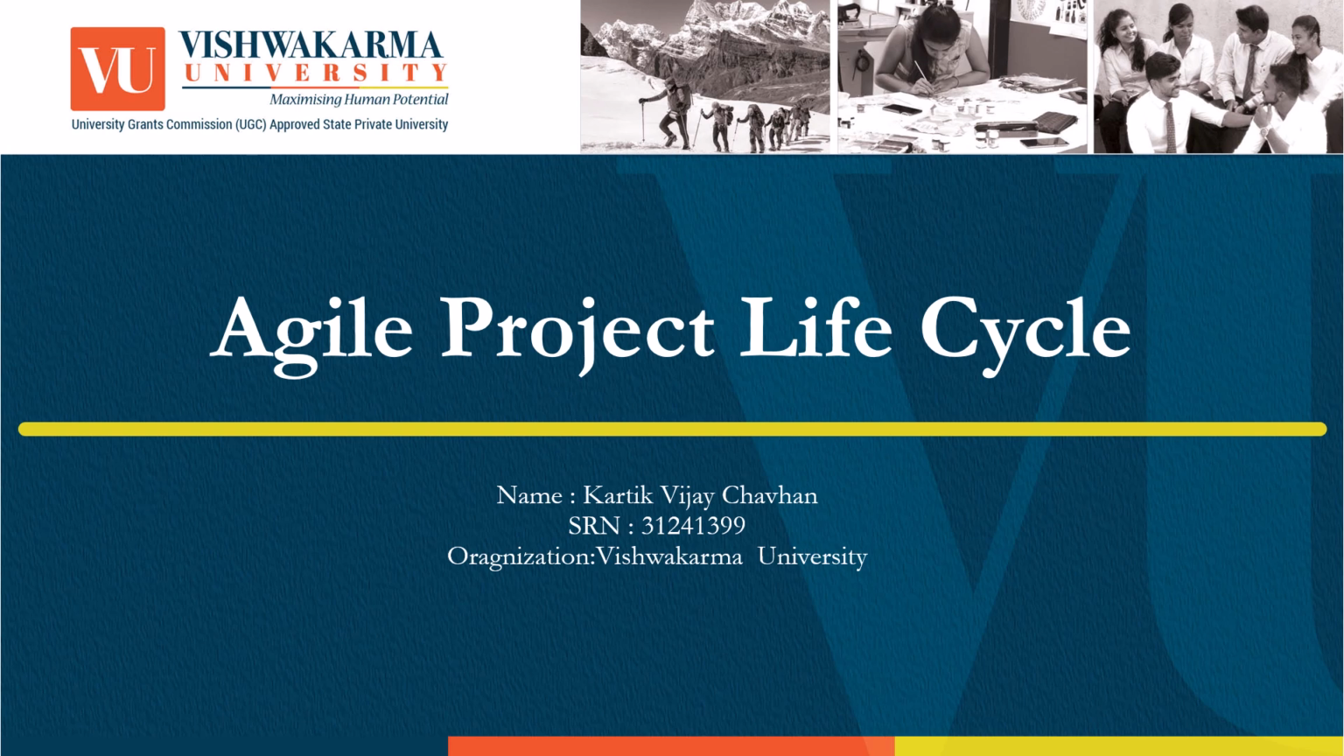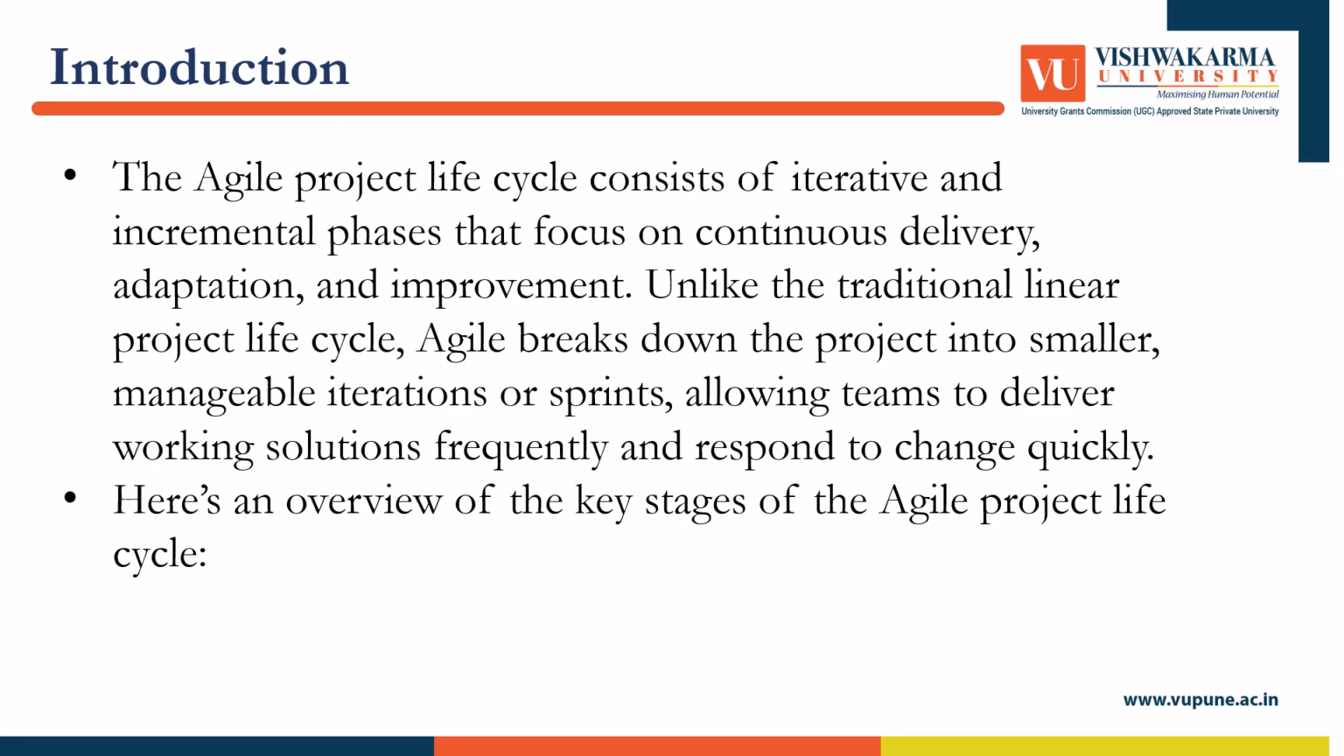Today we will discuss the Agile project lifecycle, like what exactly the Agile lifecycle is. The Agile project lifecycle consists of iterative and incremental phases that focus on continuous delivery, adaptation and improvement. Unlike the traditional linear project lifecycle, Agile breaks down the project into smaller, manageable iterations or sprints, allowing teams to deliver working solutions frequently and respond to change quickly.